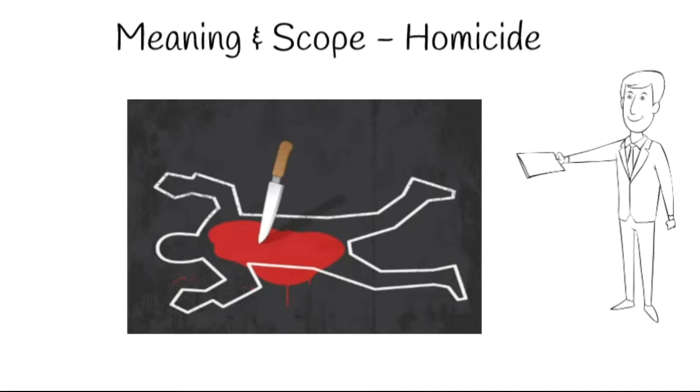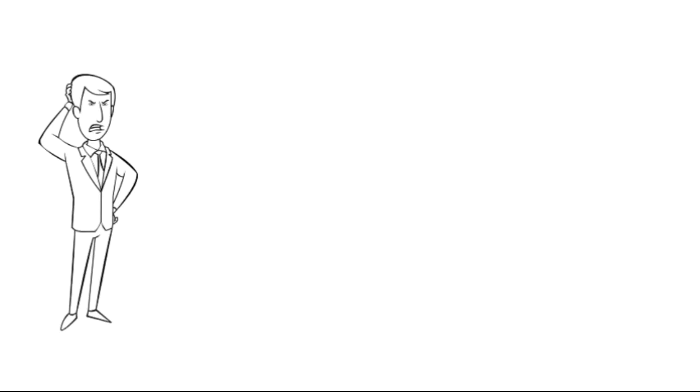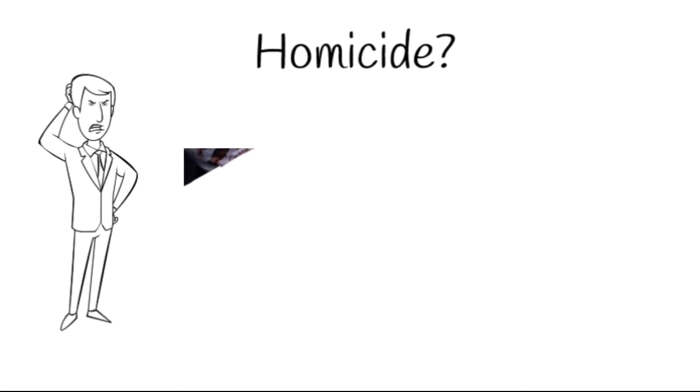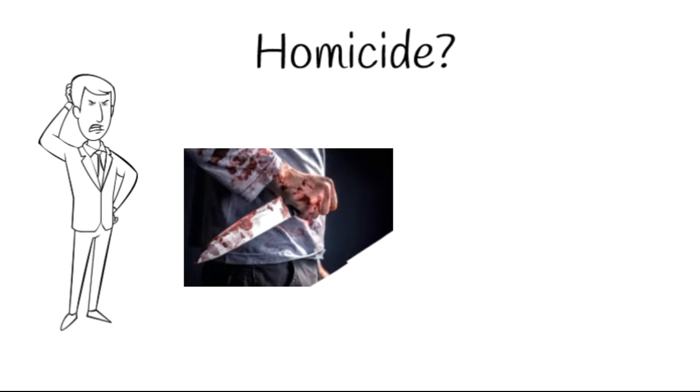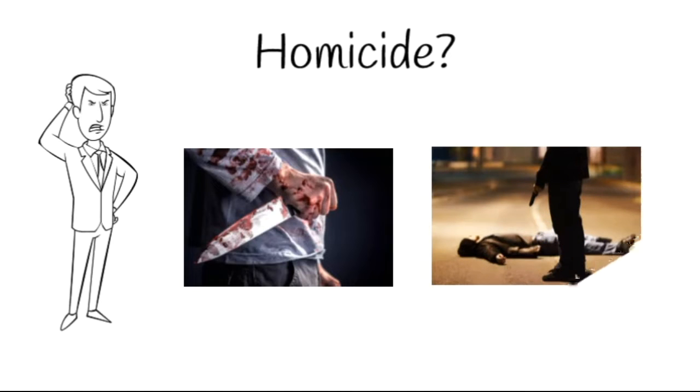In this video, we shall learn about the meaning and scope of homicide. So, what is homicide? Homicide is the highest order of bodily injury that can be inflicted on a human body. It simply means killing of a human being by a human being.